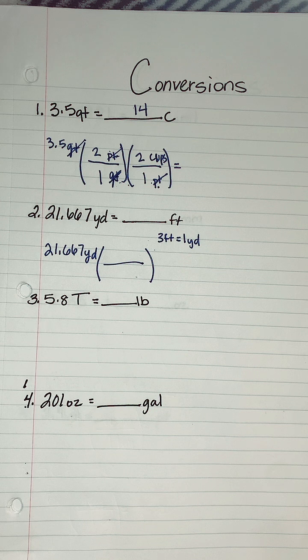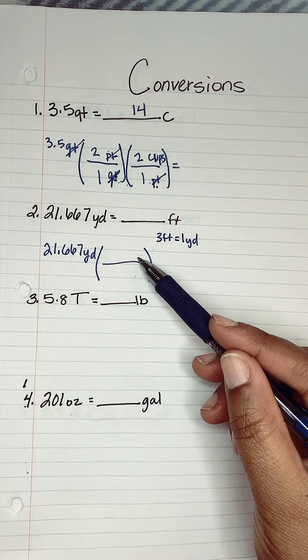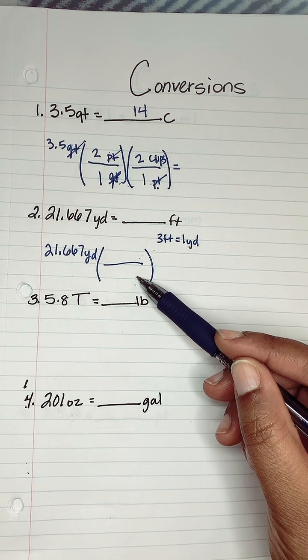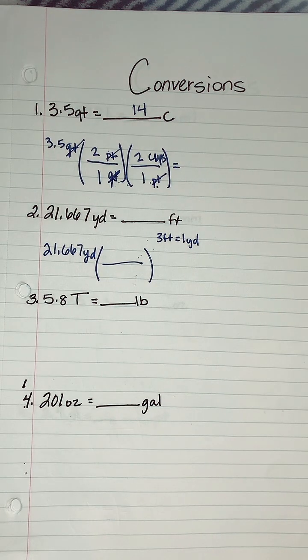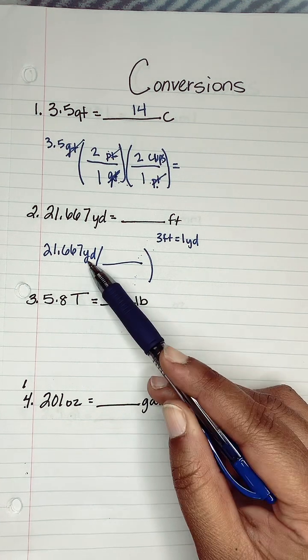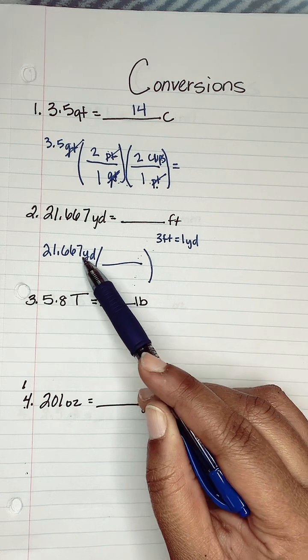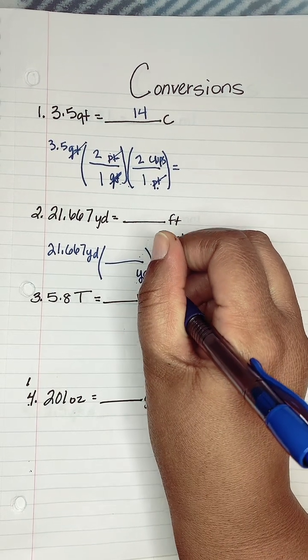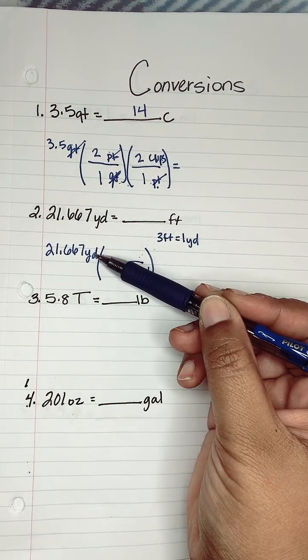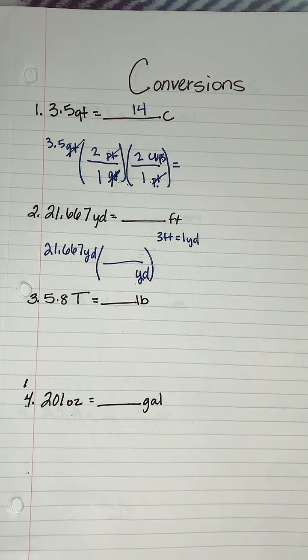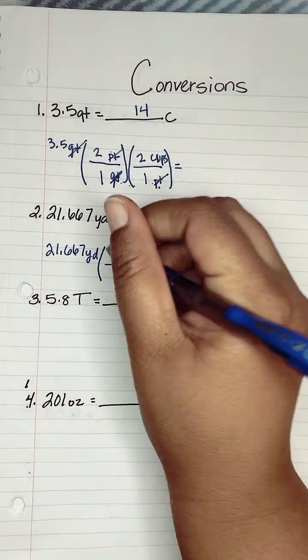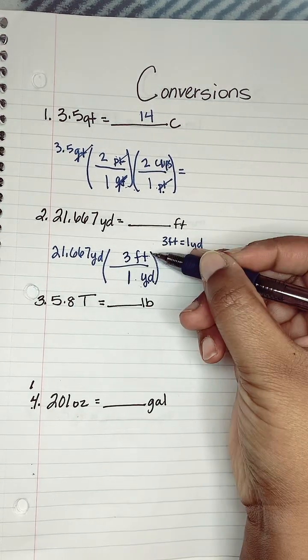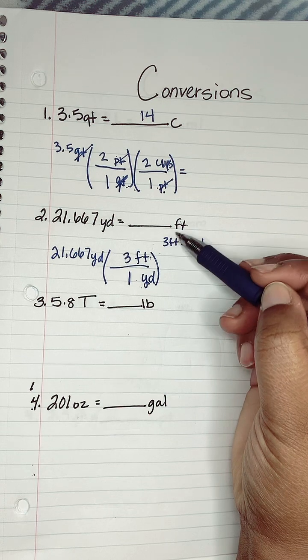Good. Dre said up. Michelle said up. Do I put my yards up here or down here? Everybody's saying up. So remember, when we set it up this way, we want the yards to cancel. And in order for them to cancel, they must go into the denominator because it's already up. So we put 1 yard down here and 3 feet has to go to the numerator because that's what we want to end up with.